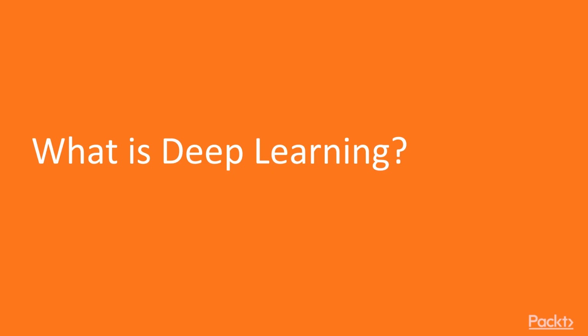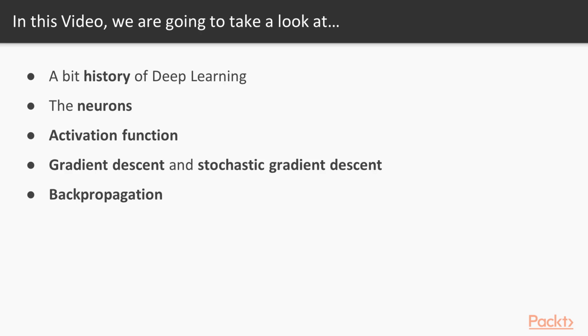What is deep learning? In this video, we are going to do the following. First, we will know a bit of the history of deep learning. Then we will talk about neurons. After that, we will know about activation functions. Next, we will know gradient descent and stochastic gradient descent. And finally, we will know about backpropagation. So without further ado, let's dive straight into it.